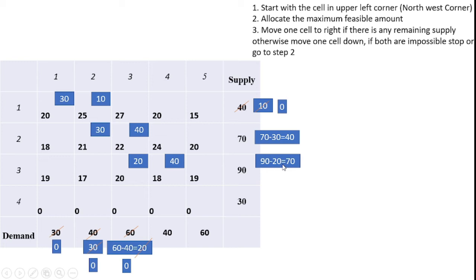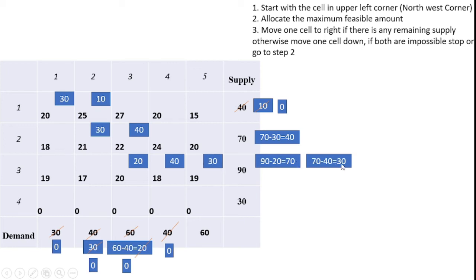Likewise I can get. After that I compare 40 and 70 with each other, so the minimum is 40, so I can allocate the respective cell as 40. So in demand, 40 gets 0. After that, in supply there is already 70 available. I subtract this allotted 40 from the available 70. 70 minus 40 is equal to 30.